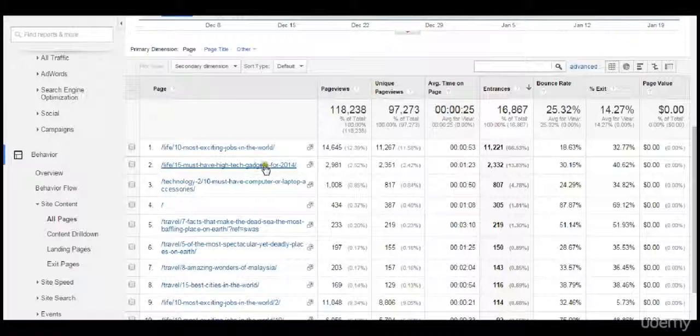So this one, high-tech gadgets, you can see that this would be for software or gadgets, technology. This would probably have a higher cost per click. The same thing with computer or laptop accessories, higher cost per click because these are advertisers that have real money to spend. Now this is a travel one. It depends because this could work out. 7 facts that make the Dead Sea the most baffling place on earth.